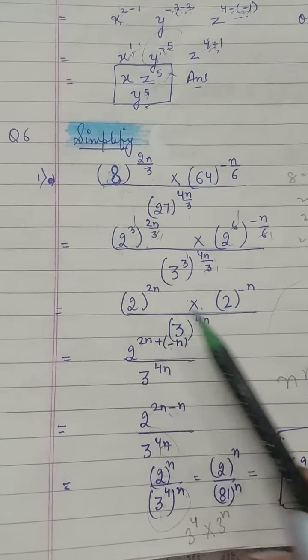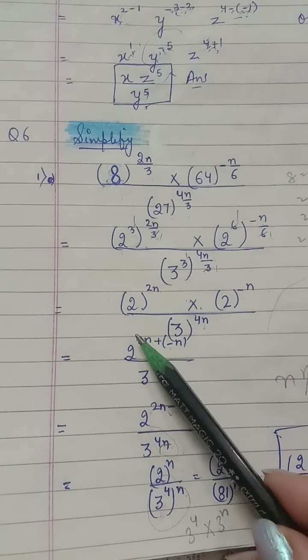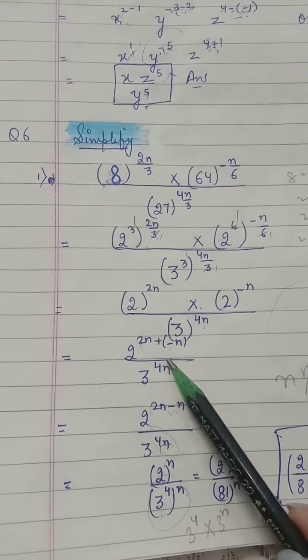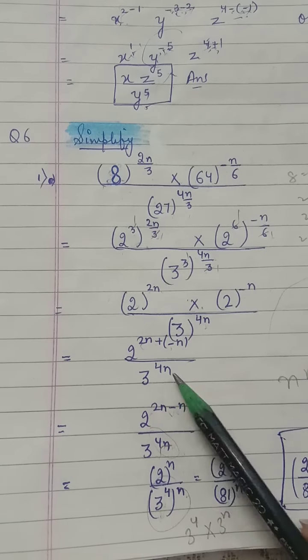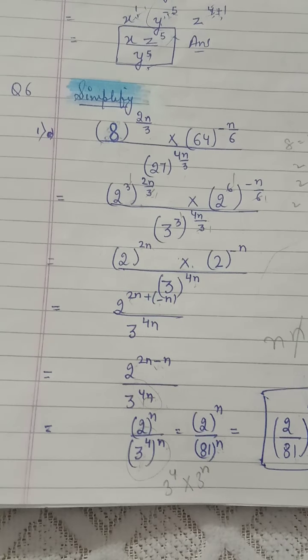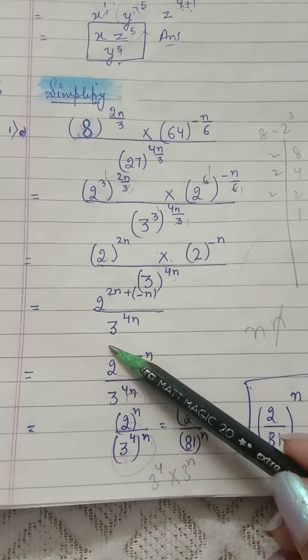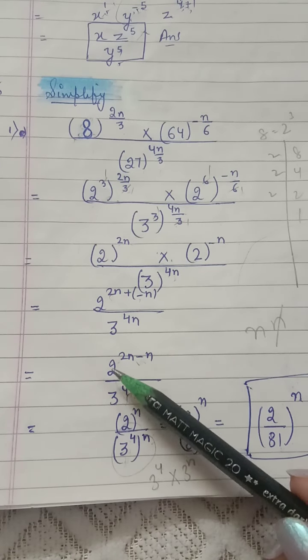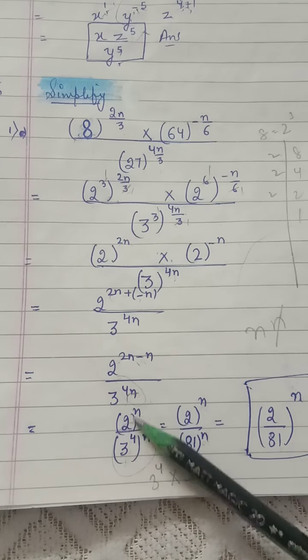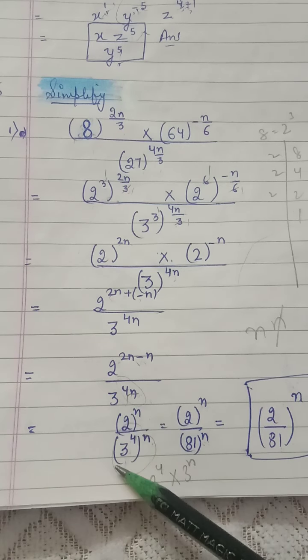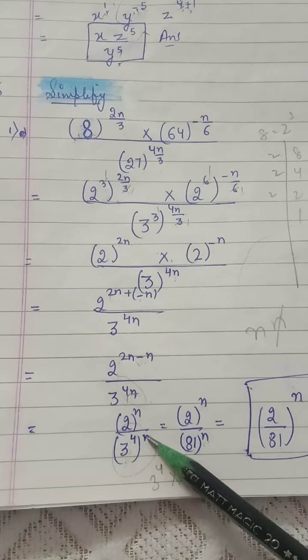In multiplication, bases are same, so add the powers. First power plus the second power. Denominator is 3 to the power 4n. Next we have numerator 2n minus n, plus and minus is minus n, and this is 3 to the power 4n. On solving this, you get 2 to the power n upon 3 power 4n, means 3 has a power 4 also and 3 has a power n also.